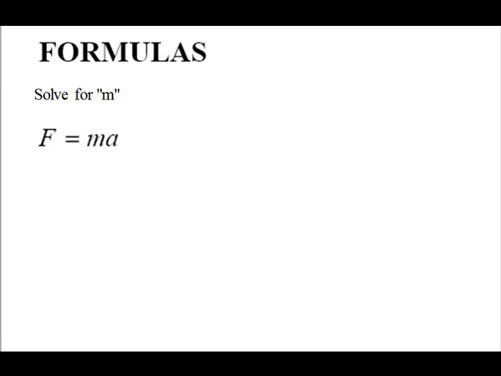Let's look at this problem. Solve for m. So m is what we want to isolate. We should go on that side. So we have F equals m times a. Force equals mass times acceleration. But we don't really care about that here. What we care about is getting the m all by itself. So we need to work on the side with the m. We want to keep the m, so we want to get rid of whatever else is on that side.